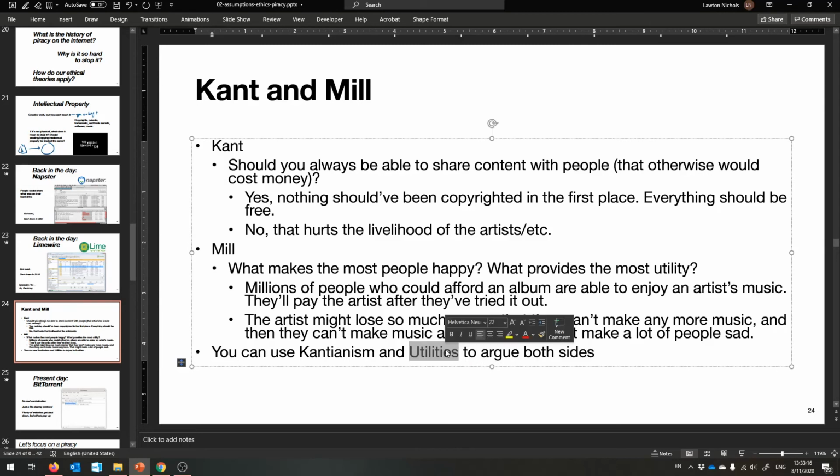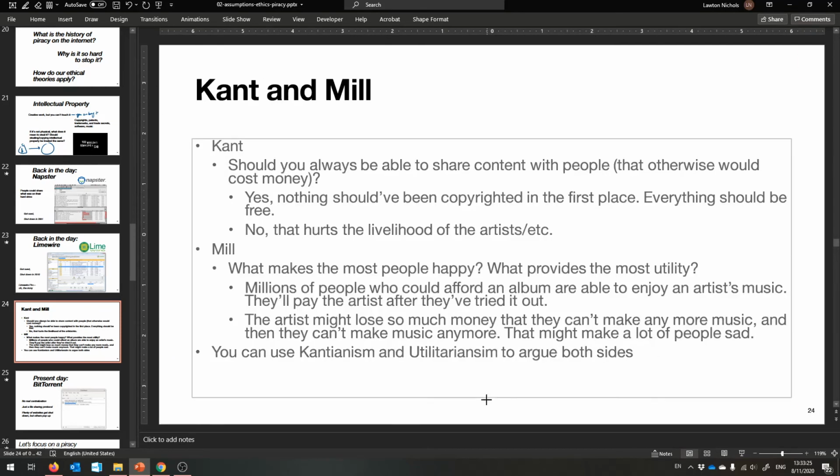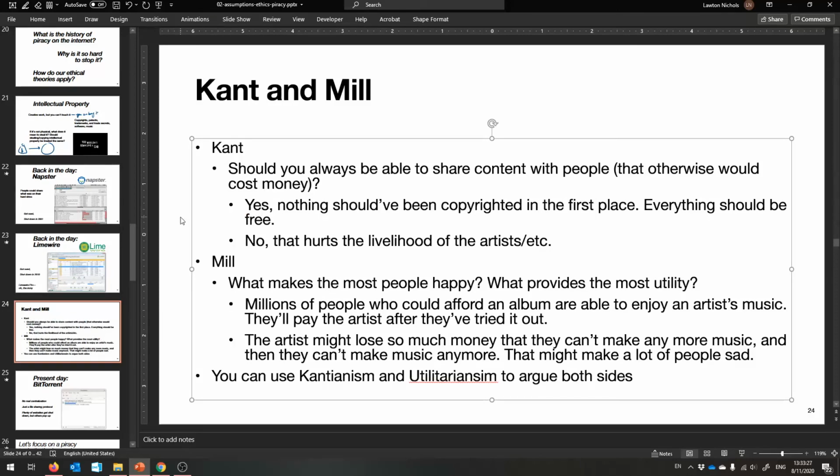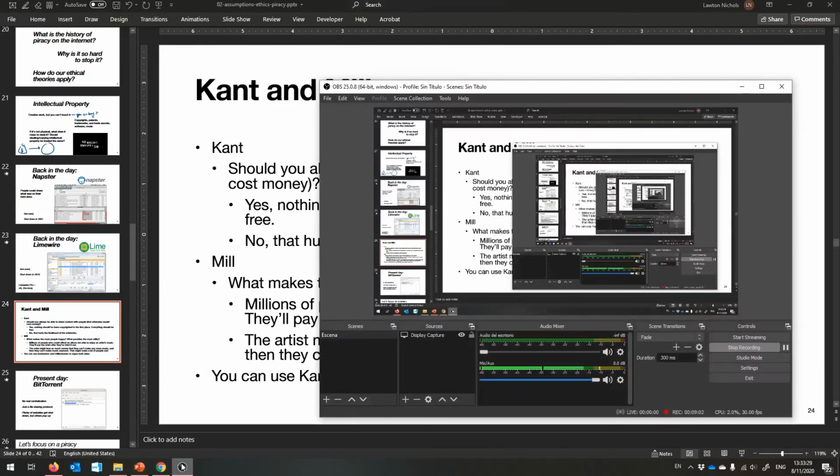Oops. I guess that just isn't a word in the dictionary. Utilitarianism. Okay, it's happy now. Which is interesting, I think. Okay, let's see how we're doing.